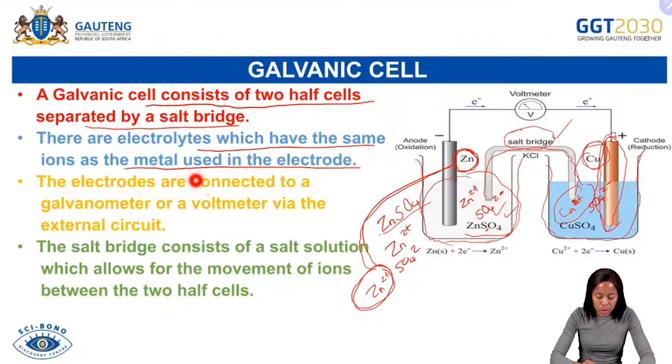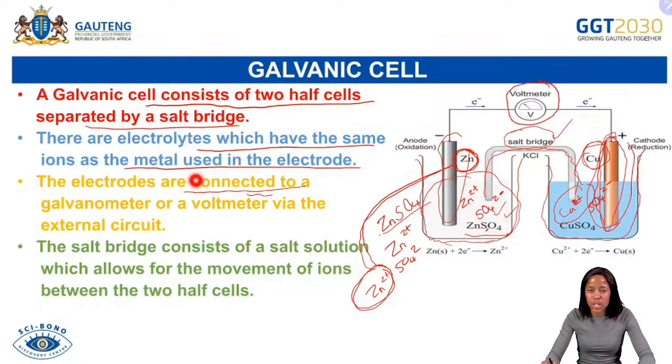Then it says the electrodes are connected to a galvanometer. So these are the electrodes. We have zinc and we also have copper. They are connected to a galvanometer or to a voltmeter. So a voltmeter will read the voltage via the external circuit, okay? So these two electrodes are connected with a voltmeter or a galvanometer via the external circuit.